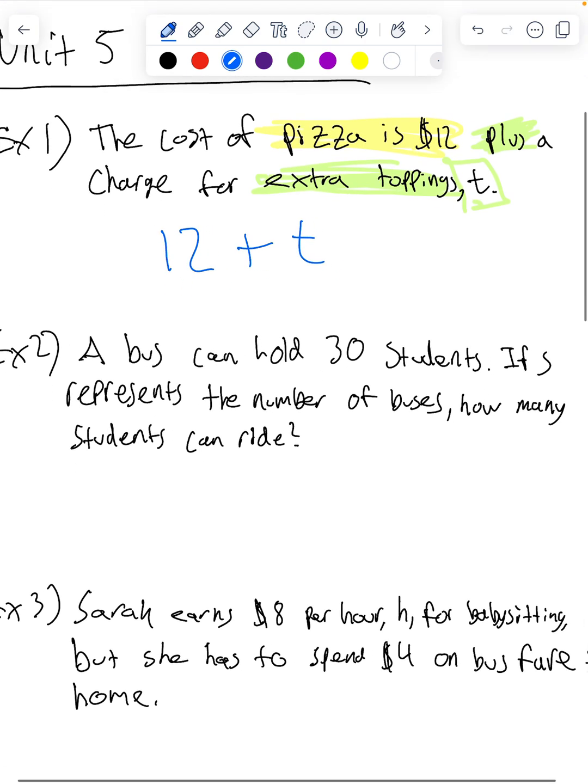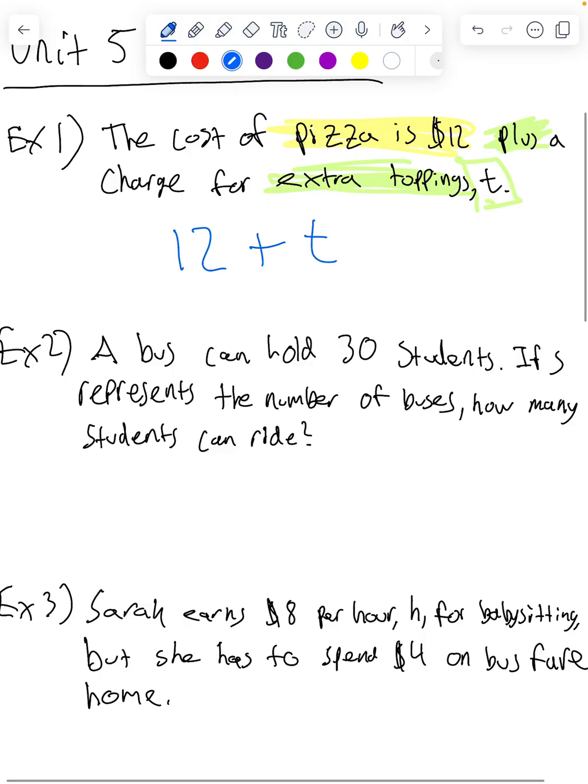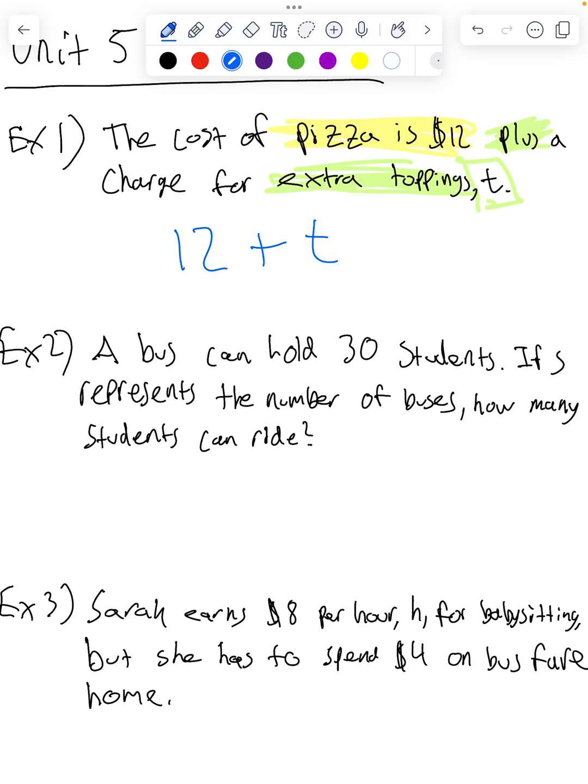Let's look at a second example. A bus can hold 30 students. If S represents the number of buses, how many students can ride? So again, I'm just going to go through and think what's important in this statement. A bus can hold 30 students. So that automatically catches my mind. Okay, I might have a total of 30. Here I have my variable S. Represents the number of buses. How many students can ride total?